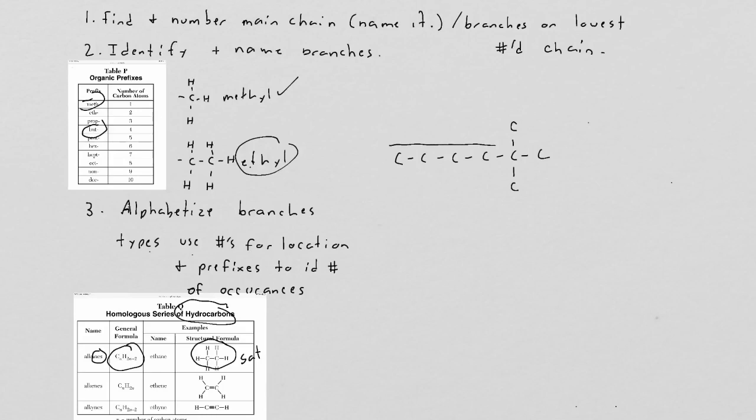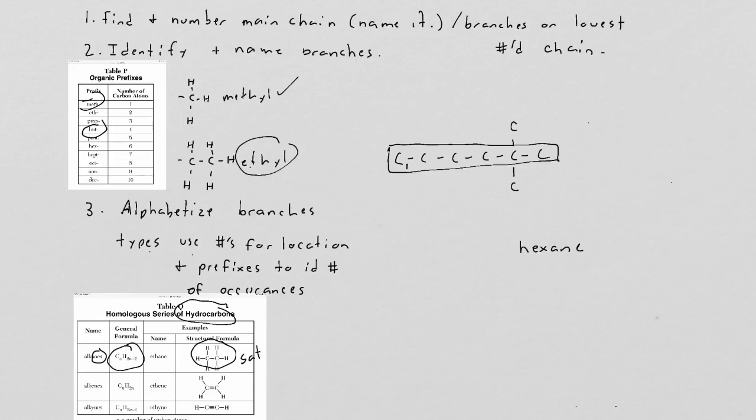So this is the main chain, 6 carbons long. It's the first longest chain we can find. So the name of the main chain would be just hexane. That's the chain, right? And the branches on the lowest numbered chain. Basically, we're going to number the carbons, and we want the branches off of the main chain to be on the lowest possible number. So here's the thing.